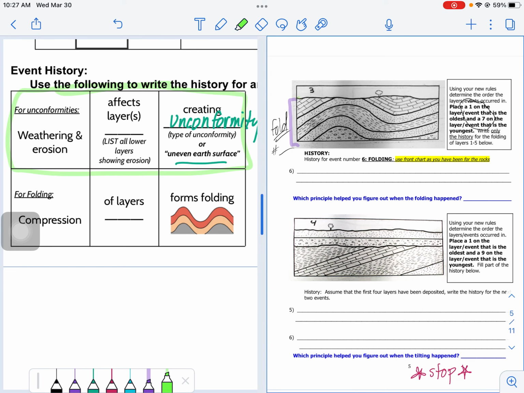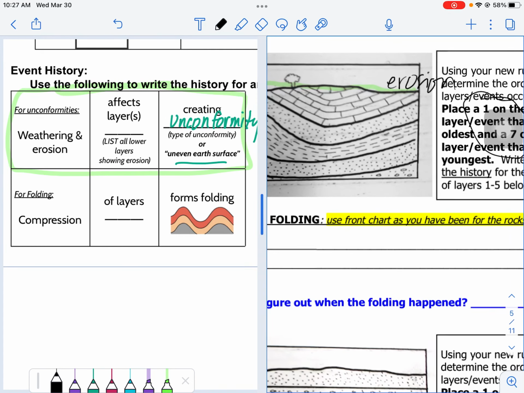The other thing I'm noticing is there is erosion on the top. Yes, these are a little bit wavy, right? But that's what happens when those layers get crunched and compressed. So erosion is happening up here.